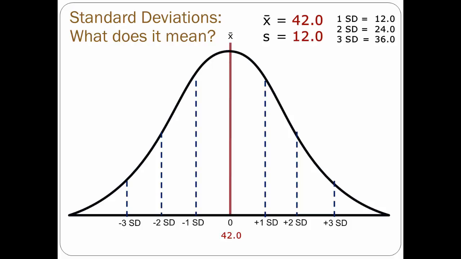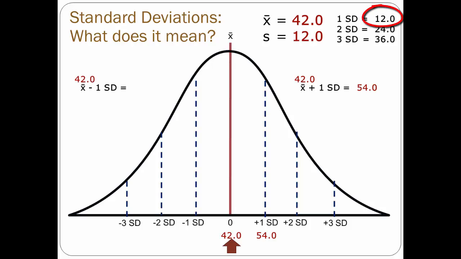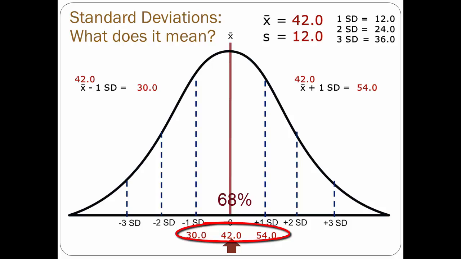So we can plot all of these starting with the mean. The mean is 42, and adding one standard deviation score of 12 is 54. So a score between 42, the mean, and 54 would be plotted at one standard deviation above the mean. We can do the same for one standard deviation below the mean. 42 minus the one standard deviation score of 12 is 30. So 30 gets plotted at one standard deviation below the mean. This means that, assuming the scores are normally distributed, 68% of the scores are between 30 and 54, or plus or minus one standard deviation of the mean.